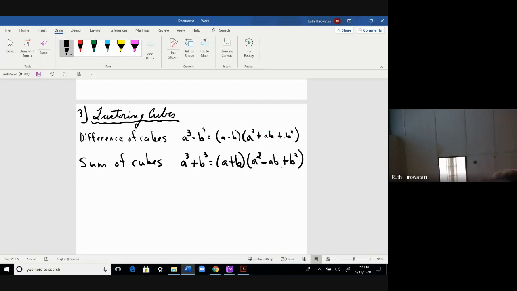Okay, so let's really double check that we wrote this correctly, because you need to memorize it. You don't want to memorize something wrong. So a cubed minus b cubed equals bracket a minus b, close the brackets, bracket a squared plus ab plus, that's a b squared.